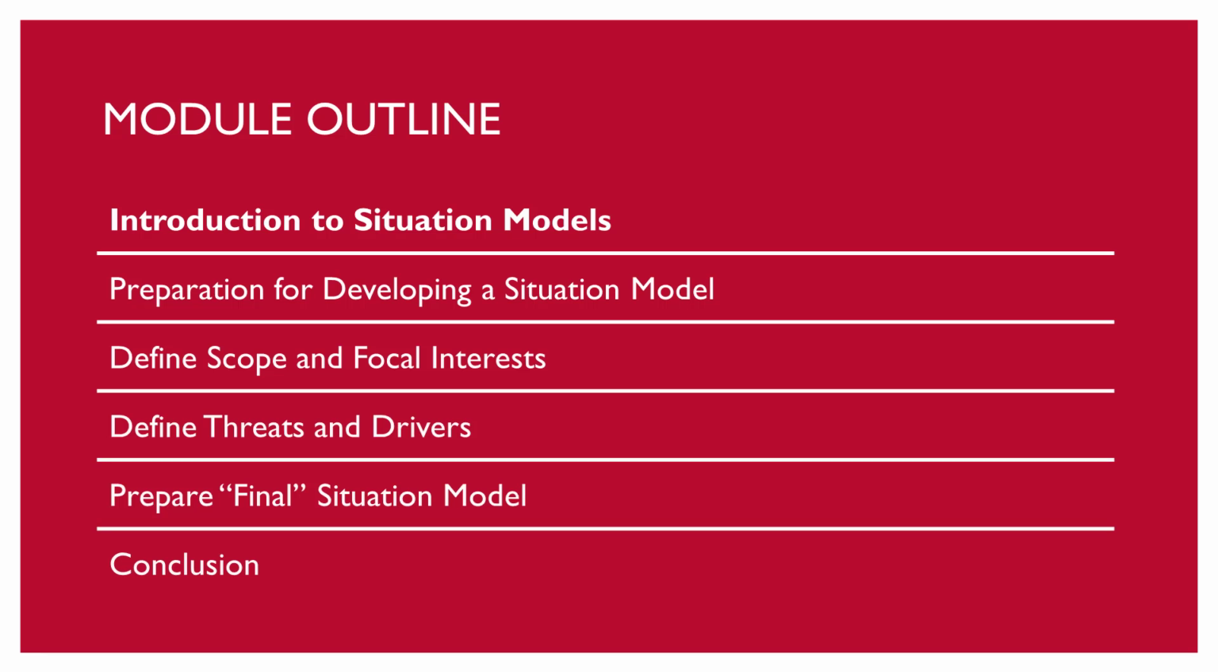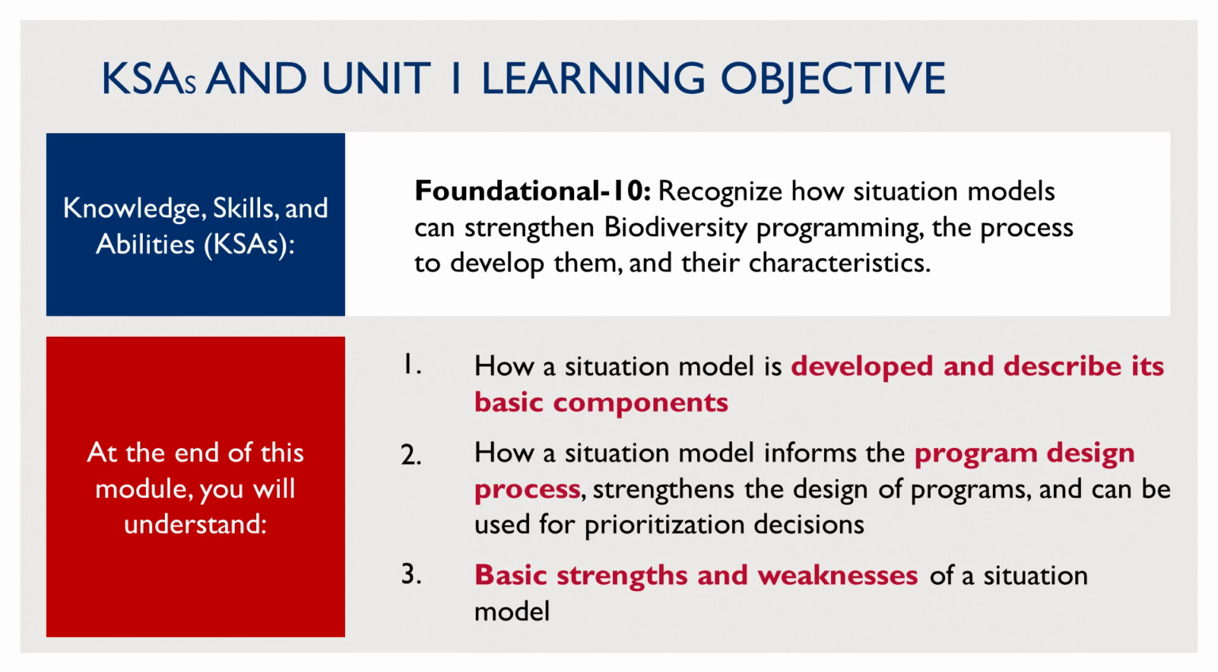This module on developing situation models is divided into 6 sections. The video presentations in the first section will provide you with a high-level overview of situation models. In the presentations that follow, you will learn how to build a situation model. This module will help you to understand 1. How a situation model is developed and its basic components, 2. How a situation model informs and strengthens the program design and can be used for prioritization decisions, and 3. Basic strengths and weaknesses of a situation model.